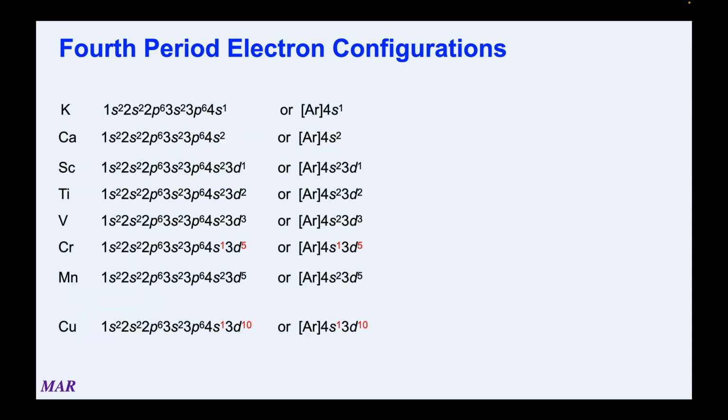So these are just some examples of how this works. Potassium and calcium, I think, are probably going to start looking more familiar to you. They both have an argon core and a 4s1 or 4s2 configuration, no problem. Scandium is number 21 on the periodic table. So it has the same electron configuration as calcium, but with a 3d1.